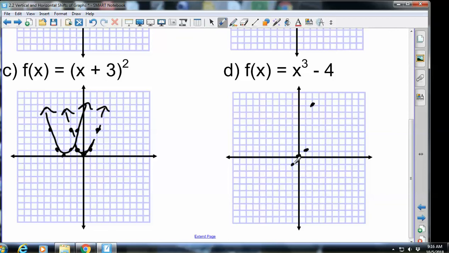Once we do all the transformations, we're going to do some paper assignments too. So this one, what's our transformation? That's 4. It's outside, it's on the end, so it will go down 4. It's not inside the parentheses, so it's moving down.